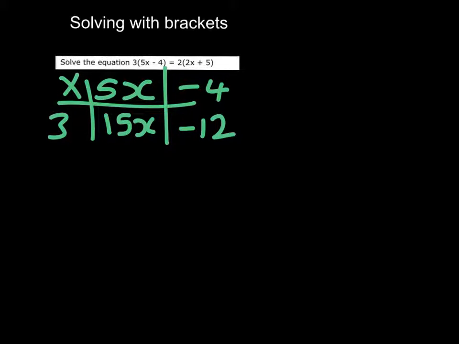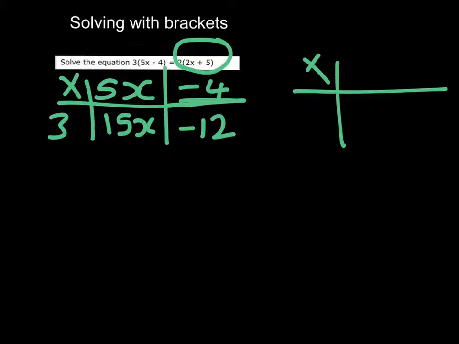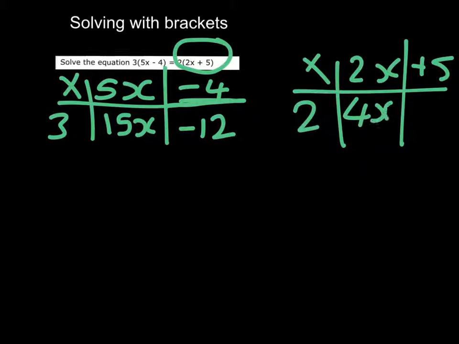Remember, if it's a calculator paper, use a calculator if you're having any trouble with your negative numbers. Do your second grid for your second part of the question. So for this part, 2 lots of 2x plus 5. Same process, 2 lots of 2x is 4x, and 2 lots of 5 is 10. Now you just need to rewrite the question.